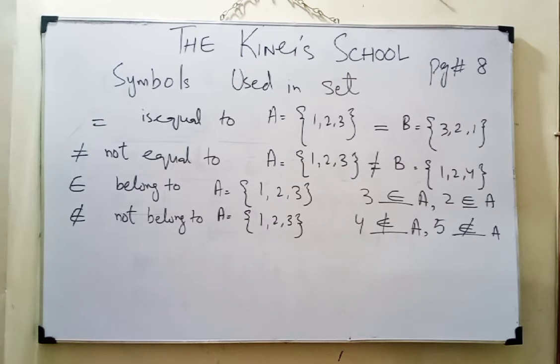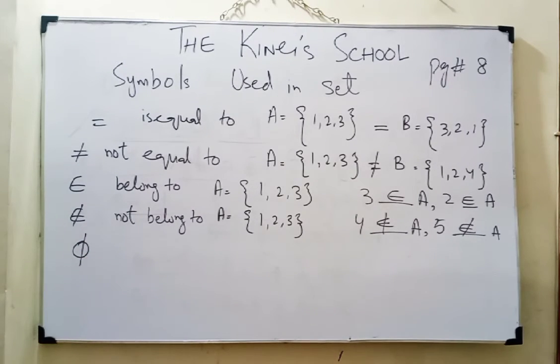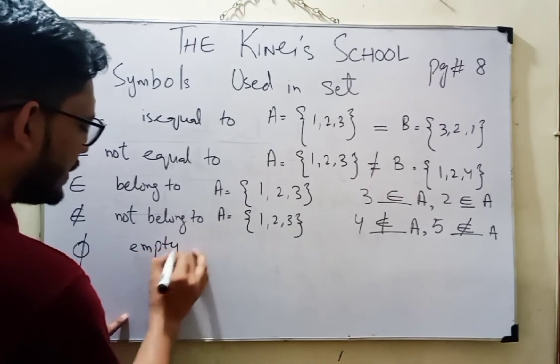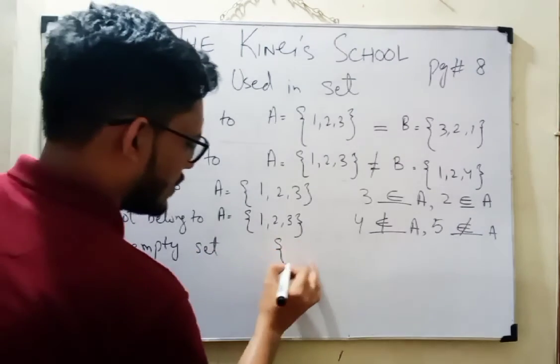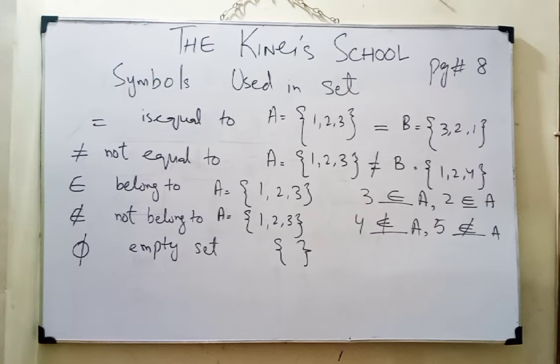Now the fifth symbol is the empty set, which is the symbol of the empty set. Empty set or null set: a set which has no member is called an empty set.